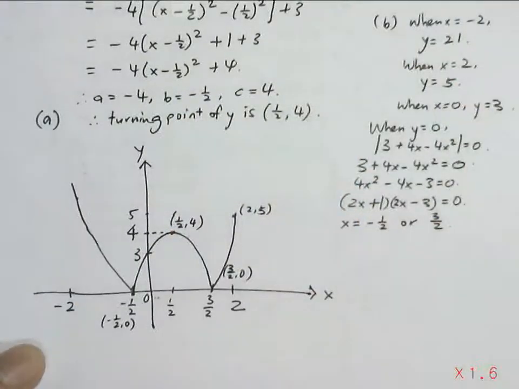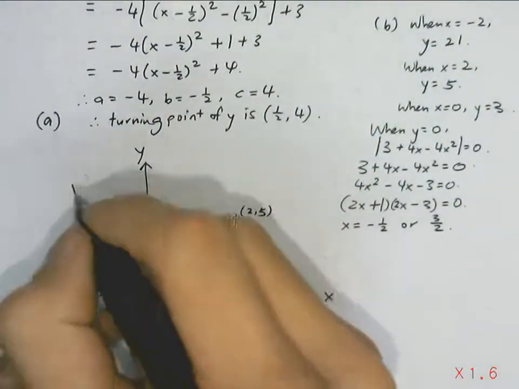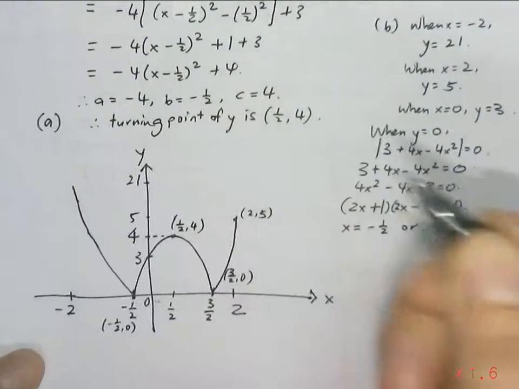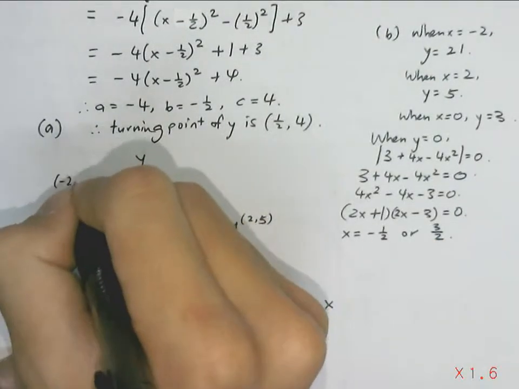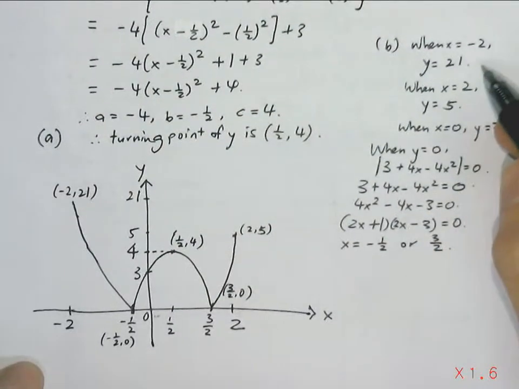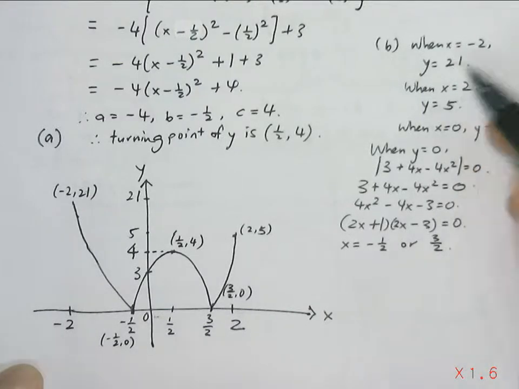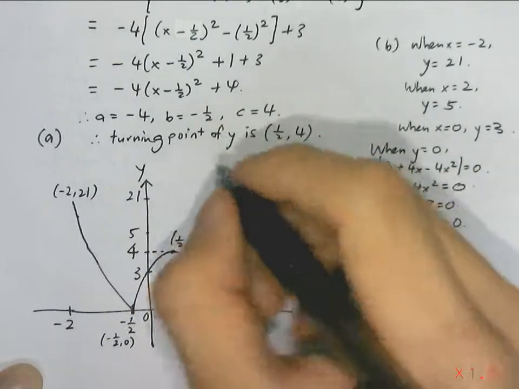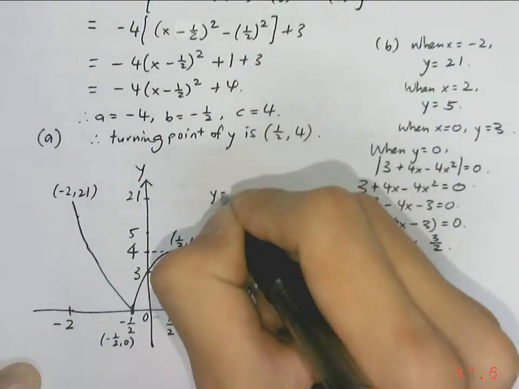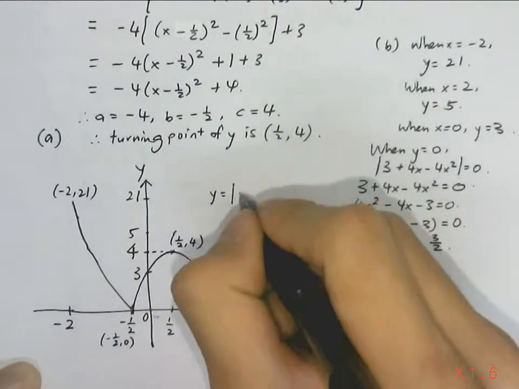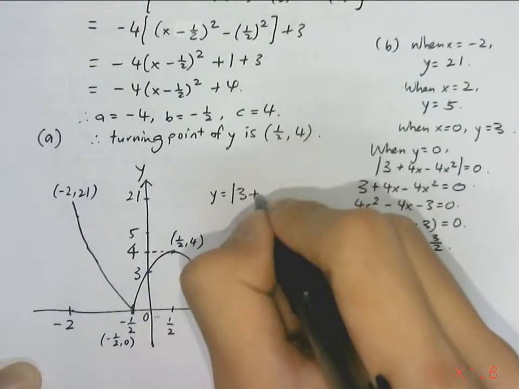And finally, the lower limit, this value will be 21. So minus 2, 21. Because when x is minus 2, we have found that the lower limit has a y value of 21. So this is a sketch of the modulus. Always remember to label the equation of the graph.